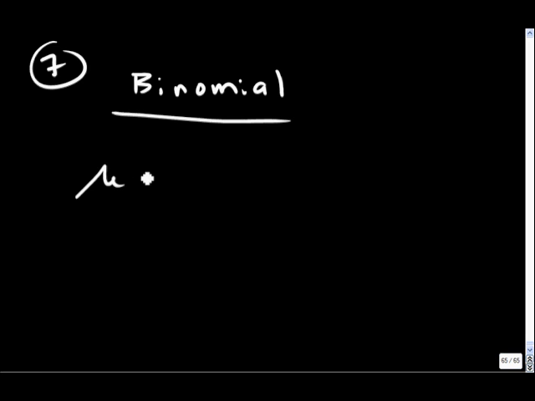Question 7. Question 7 is an expected value question for a binomial. When you have a binomial, we can compute the expected value very easily. Mu is the product of NP. So in question 7, there's 16 items. 22% is what they're describing for P. So it's 16 times 0.22.